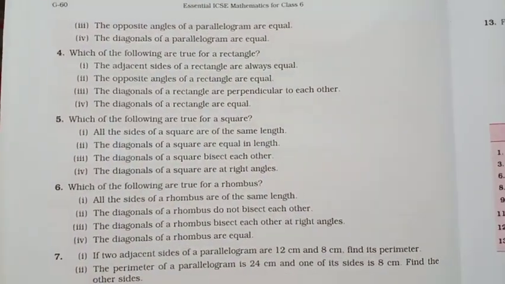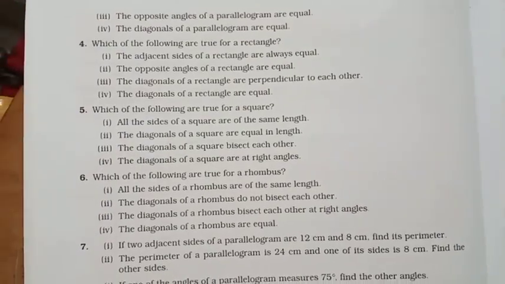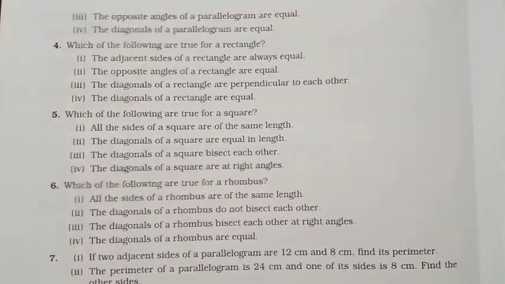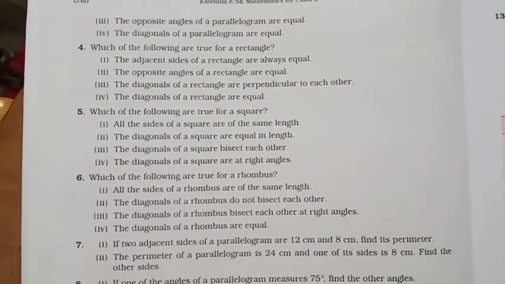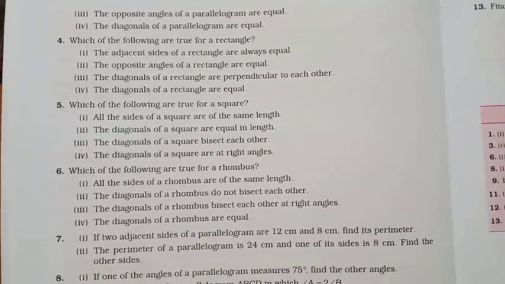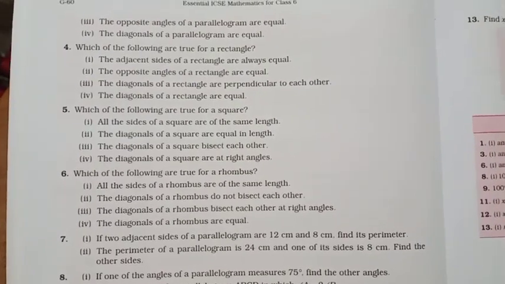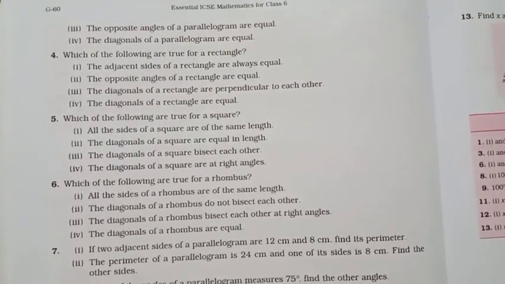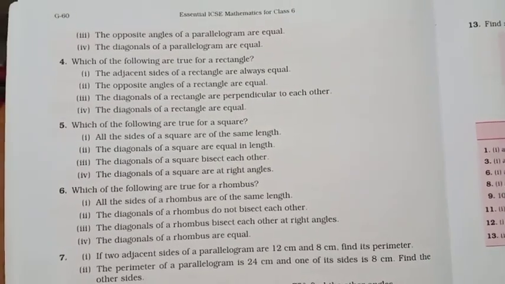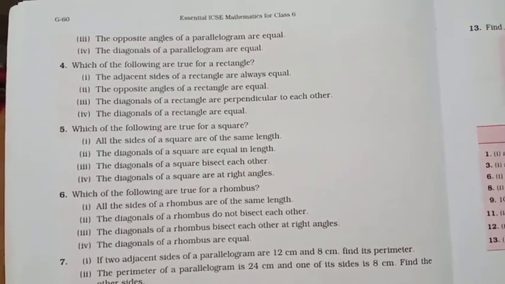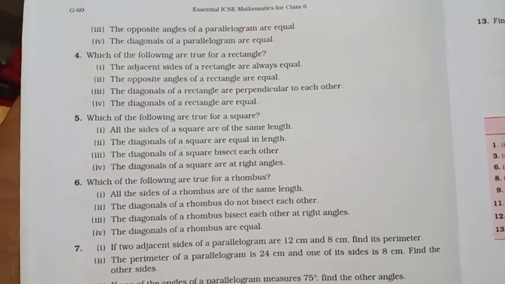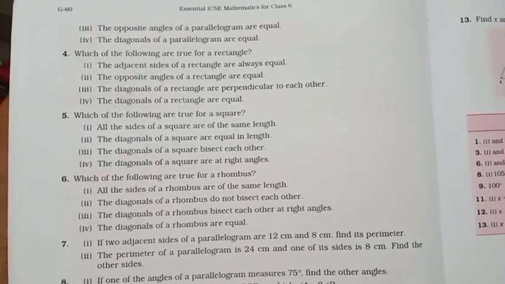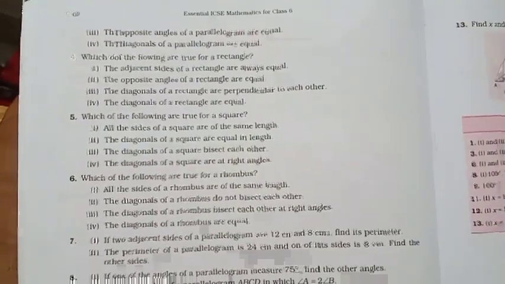The adjacent sides of a rectangle are always equal. True or false? False. The opposite angles of a rectangle are equal. True. The diagonals of a rectangle are perpendicular to each other. False. The diagonals of a rectangle are equal. True. Okay. Up to 6, these true and false questions are given. You have to choose the only true option.